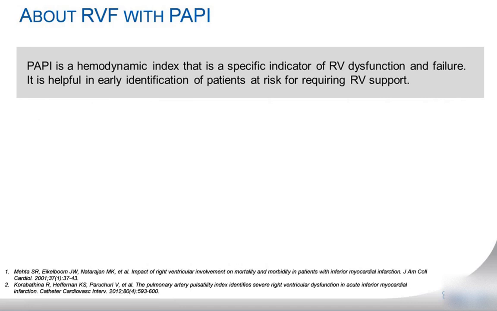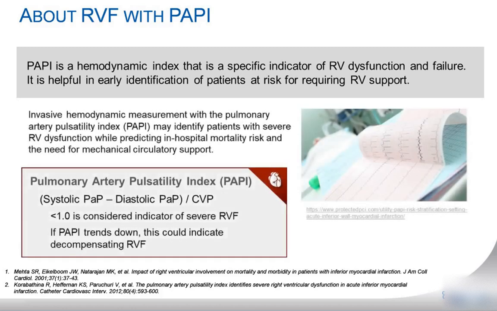The term Pulmonary Artery Pulsatility Index, or PAPI, is fairly new. PAPI is a hemodynamic measure specific to right ventricular dysfunction and failure. Calculating the PAPI score is easy, although it does require a PA catheter to get the numbers required for the calculation. Monitoring the PAPI score is very helpful in identifying patients that are at risk for developing RV failure and offers the ability to intervene quickly, which can improve patient outcomes.